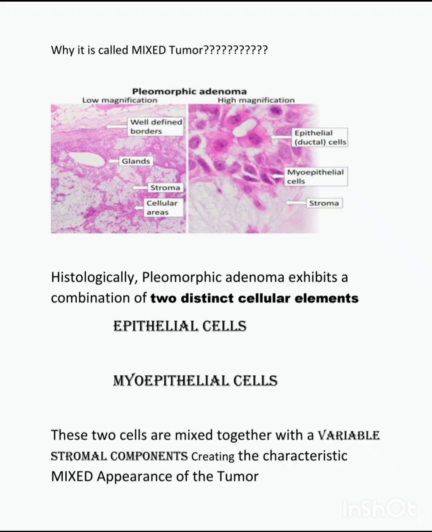According to the histopathology, pleomorphic adenoma contains two different types of cells, such as epithelial cells and myoepithelial cells. These two cell types are mixed together along with a variable stromal component that may appear myxoid, chondroid or fibrous. Because of this mixture of different cell types and variable stromal component, it shows a characteristic mixed appearance.